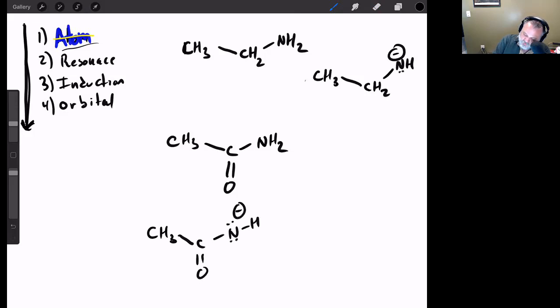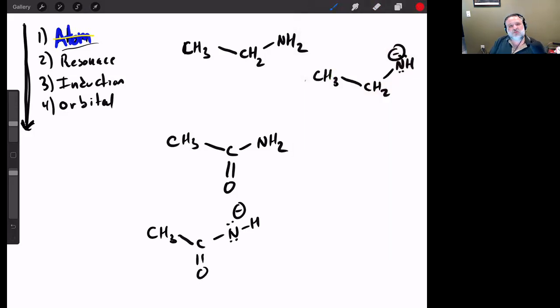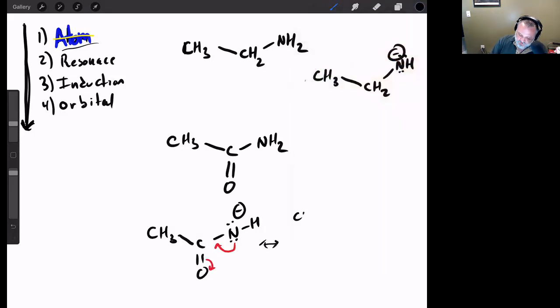Still two lone pairs over here as well. Well, is there a reason why one of these structures, even though they both have negative charges on the nitrogen, should be more stable than the other? Well, this one has some resonance ability. And so I can draw a resonance structure that shows the electrons on the nitrogen can delocalize into the carbonyl group.